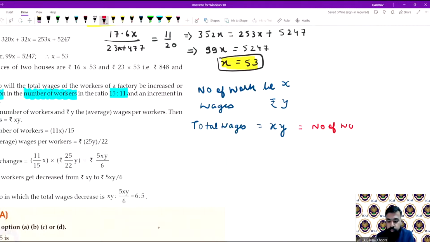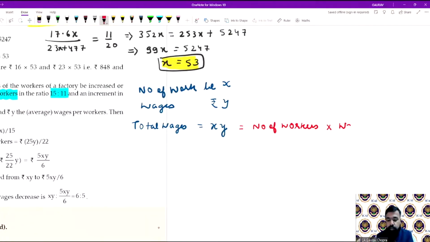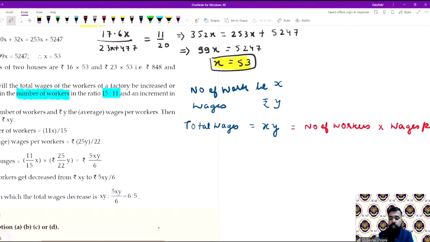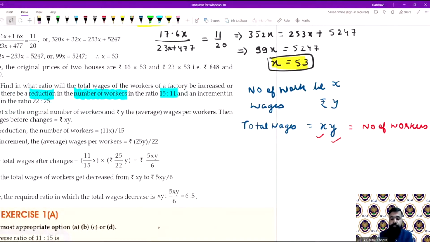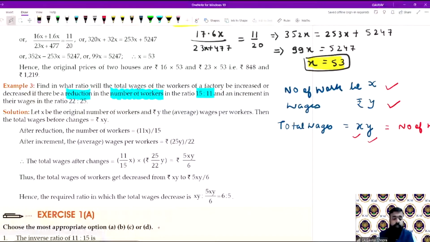This we have to do. So number of workers are x and wages is y. So the total wages will be x into y. So we have assumed number of workers as x, wages as y, and total wages becomes xy. All right. Now what is required?